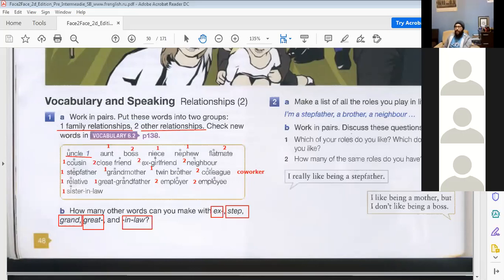What about neighbor? Ex-neighbor? It sounds logical, but I don't think they use it. They usually say old neighbor. Yeah, that's what they say. Stepfather. Stepfather is the husband of your mother, not your father.